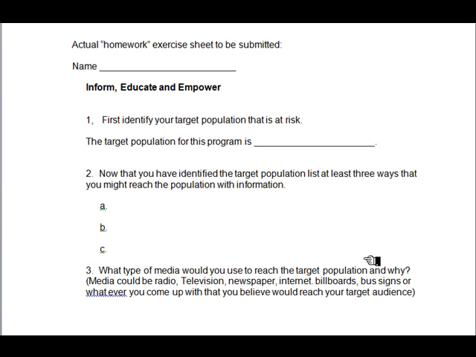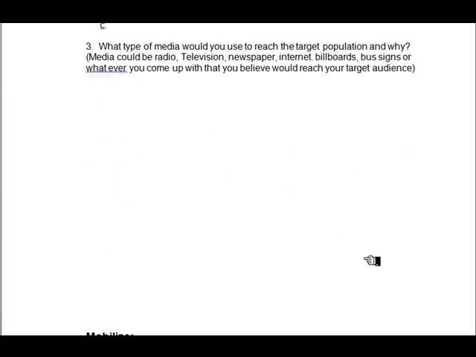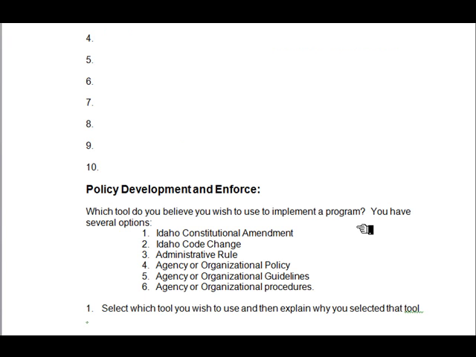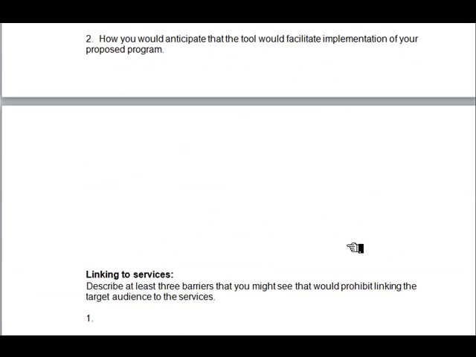In terms of inform, educate, and empower, I need to have you tell me who your target population is, and then you'll see that I've just gone back and asked you to repeat what you did in individual modules and your exercises. So you do the inform, educate, and empower, then mobilize. Tell me especially what 10 stakeholders you want there, and I really want you to tell me why you wish to have them on the advisory committee. Develop a policy in terms of what kind of mechanism you're going to be using, and then it just goes down through the same thing.